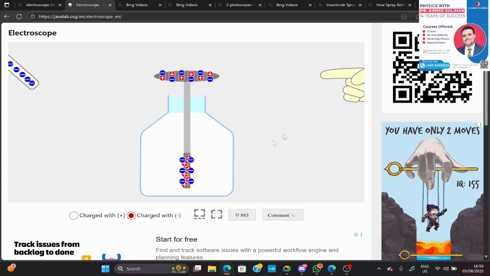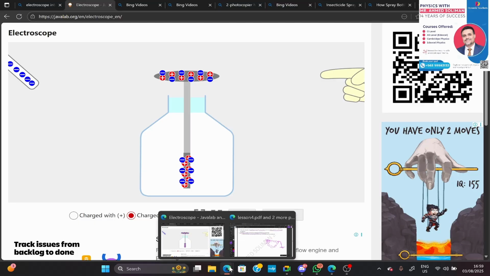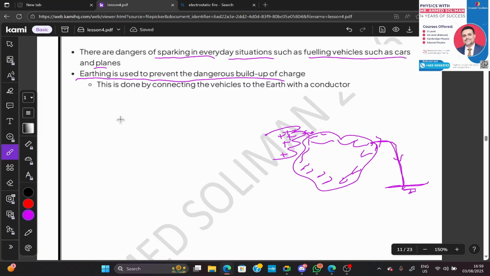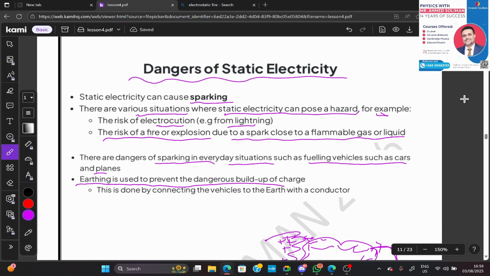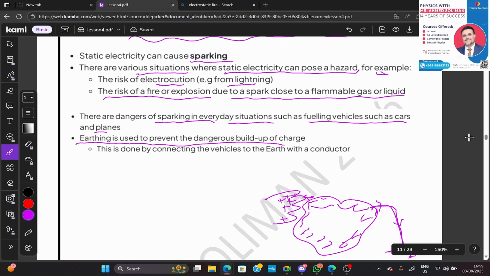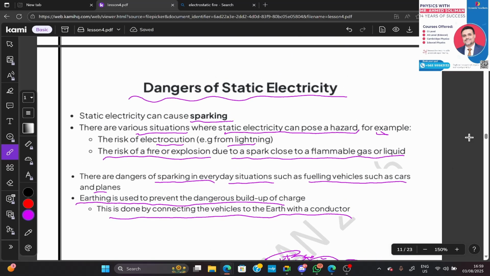Yeah. So this is what we need. You have to earth the object. You have to earth the car, or you have to earth what? The fueler. Okay? So as you see, earthing is used to prevent the dangerous build-up of charge. This is done by connecting the vehicle to the earth with a conductor. So do you understand what the danger is and what the solution is to prevent the explosion, for example?